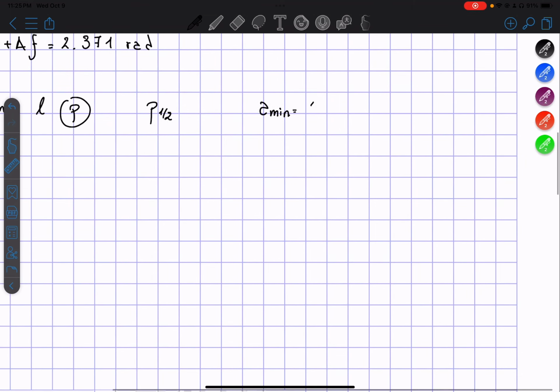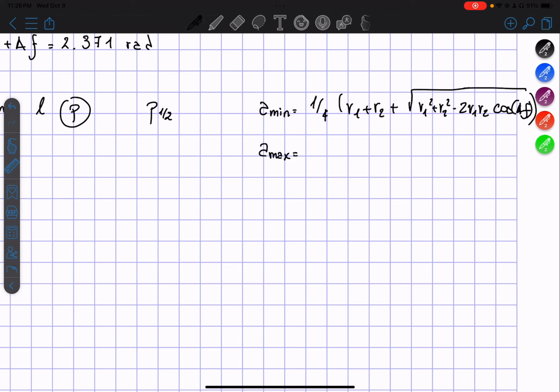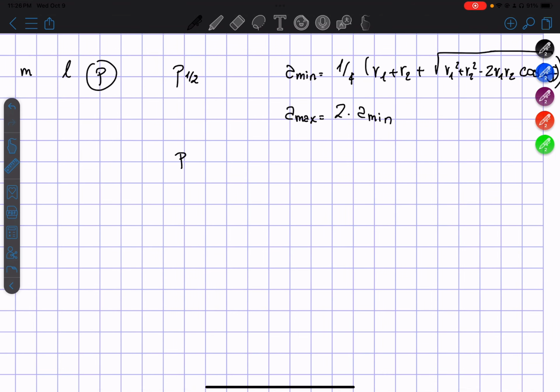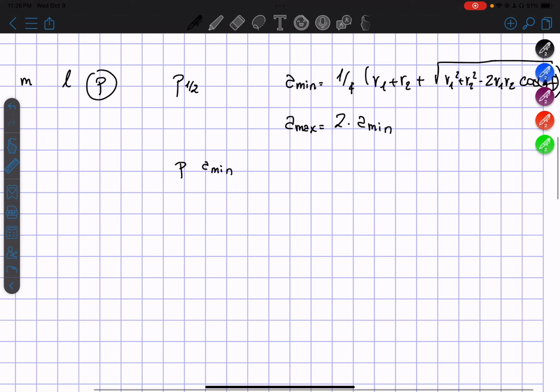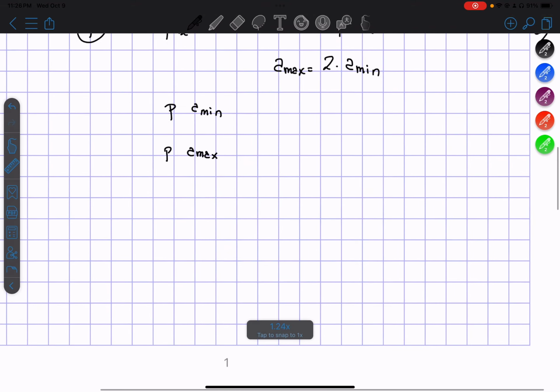minimum energy transfer orbit. So 1/4 times r1 plus r2 plus the square root of r1 squared plus r2 squared minus 2 r1 r2 times the cosine of delta F that we just found, of everything divided by 1/4. Okay, and then we're going to set a max to be equal to 2 times a minimum. Now we're going to find the p for both a minimum and a maximum. Once we find a minimum and a maximum, we understand which one is on which side.